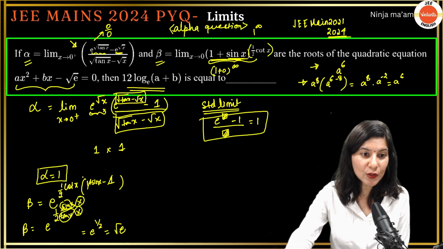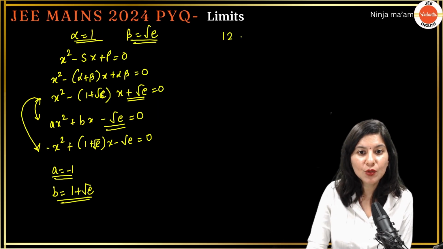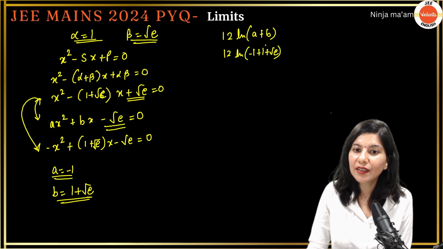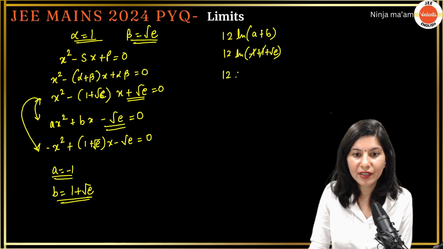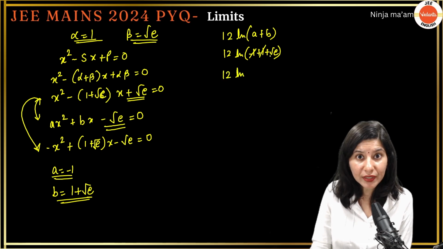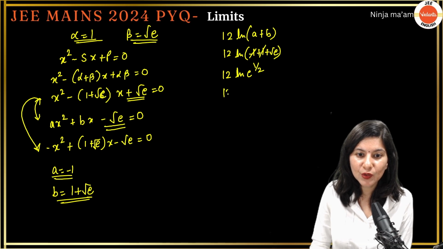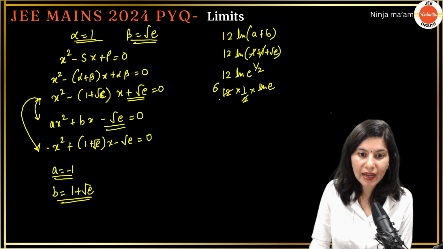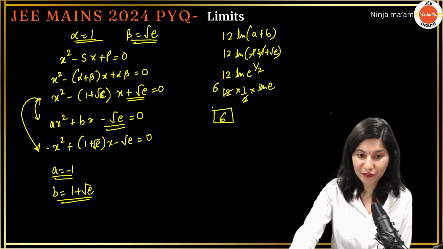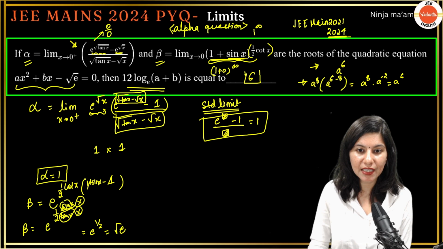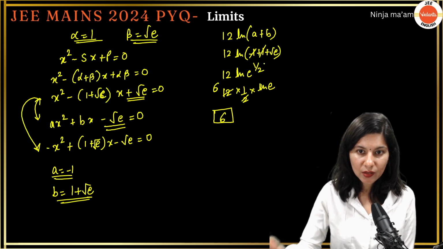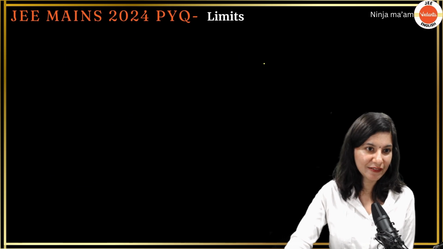Now they are talking about 12 ln of (a plus b). So 12 ln (a plus b) is minus 1 plus 1 plus root e. 1 and minus 1 get cancelled out. 12 log root e, so e raised to power half. So 12 into half into log e. Log e is 1, and this is 6. 6 is the final answer of this particular question. Bingo, 6 is correct. Alpha question. Yes, and if you know the technique, then this question was definitely an alpha question.